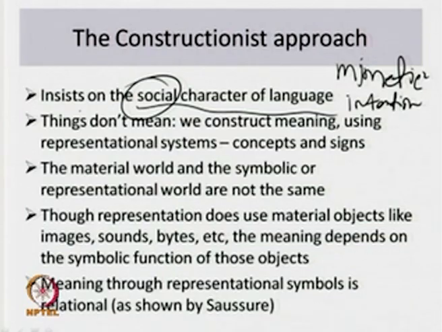The constructionist approach says as well that language is the vehicle for representation, but we have to understand the social character of language. Here, things do not mean; we construct meaning using representational systems, concepts and signs. The material world and the symbolic or representational world are not the same.